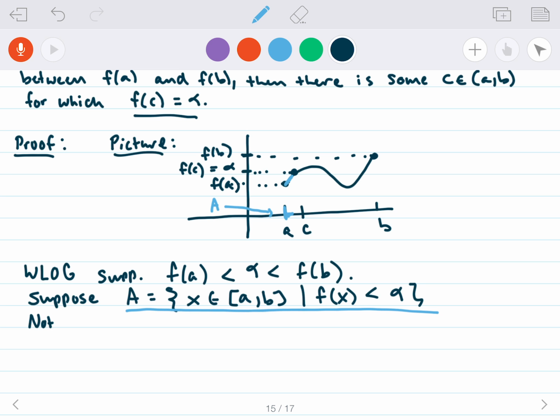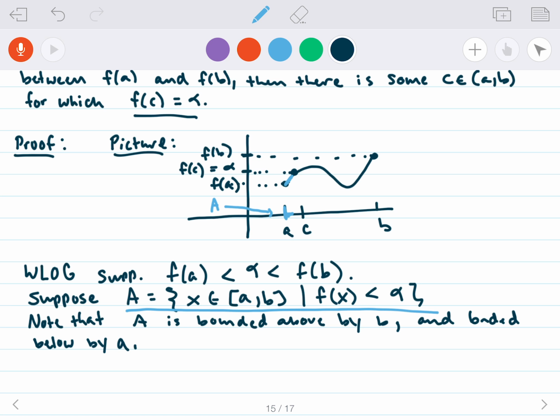And note that A is bounded above by b. Right? x has to be in this closed interval from a to b, so x can't be larger than b. And it can't be smaller than a as well. Let's write that. And bounded below by a. Well, what do we know about bounded sets? We know that they have supremums and infimums.